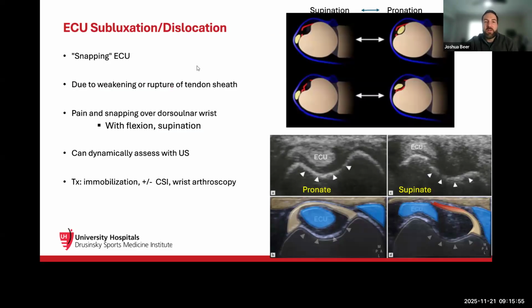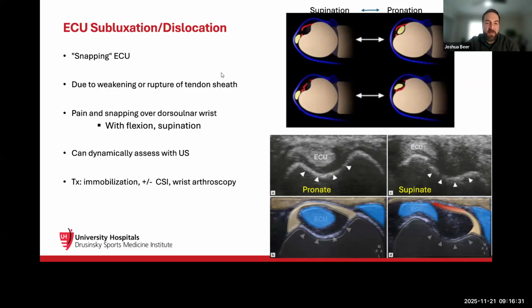Moving on, we have ECU subluxation versus dislocation. The ECU is the most ulnar of the dorsal compartments. It's really on the lateral aspect of the wrist, the ulnar aspect of the wrist. What happens as you move from pronation into supination? That tendon can either sublux and move outside the tendon sheath, and then as you pronate back in, reduce back into the subsheath, or it can dislocate, where it just stays out of the subsheath altogether.